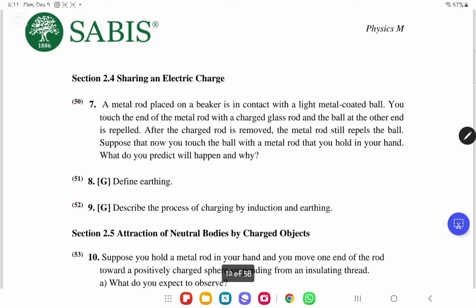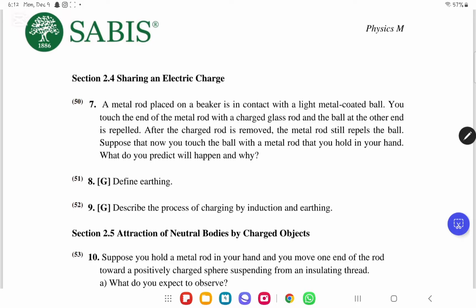Now we move on to section 2.4, sharing an electric charge. A metal rod placed on a beaker is in contact with a light metal-coated ball. You touch the end of the metal rod with a charged glass rod, and the ball at the other end is repelled. After the charged rod is removed, the metal rod still repels the ball. Suppose that now you touch the ball with a metal rod that you hold in your hand. What do you predict will happen and why?